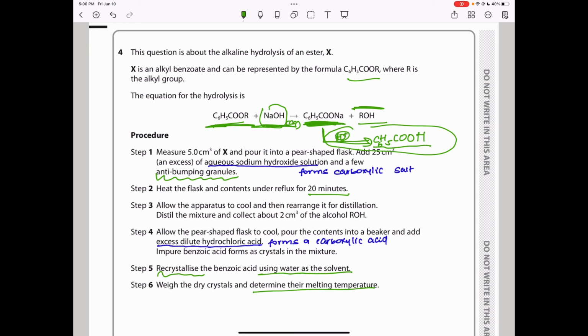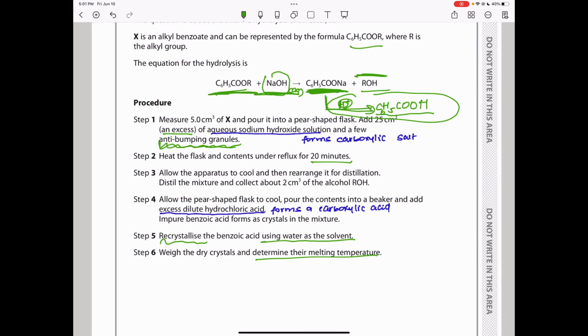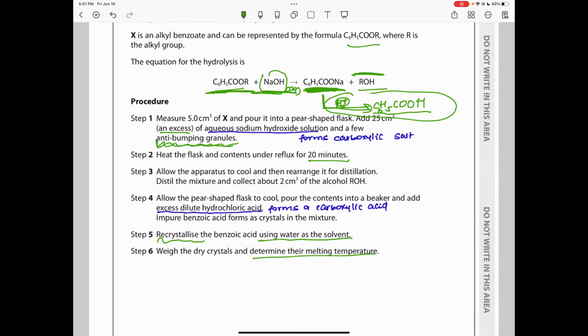The question gives the procedure: measure 5 centimeters cubed of X and pour it into a pear-shaped flask. Add 25 centimeters cubed of an excess of sodium hydroxide. They are using excess to ensure that, of course, hydrolysis goes to completion, and add a few anti-bumping granules. The next part, they say heat the flask and contents under reflux. This is heating under reflux for 20 minutes. Allow the apparatus to cool and then we arrange it for distillation. Distill the mixture and collect 2 centimeters cubed of the alcohol.